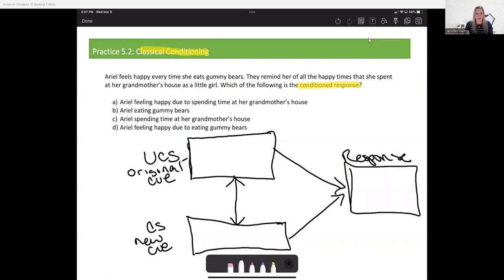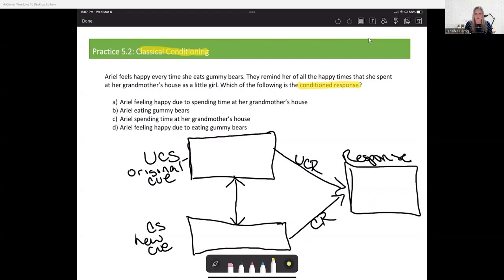So if I'm responding to the original cue or the unconditioned stimulus, that is this pathway. That's our unconditioned response. That's not the one we want here. We want the one from the bottom up to the response, the one that is responding to the new cue, the conditioned stimulus, which we then label as our conditioned response. So let's go back to our example and see what's going on.